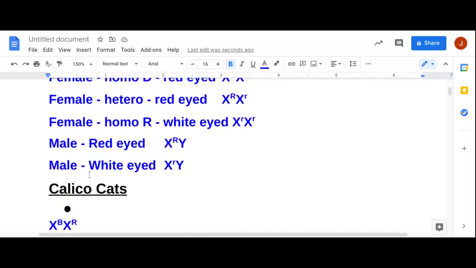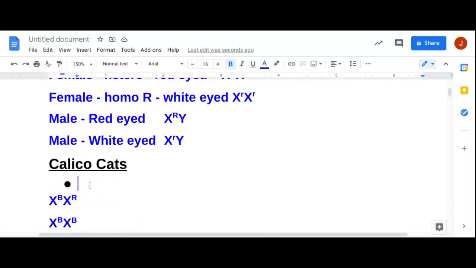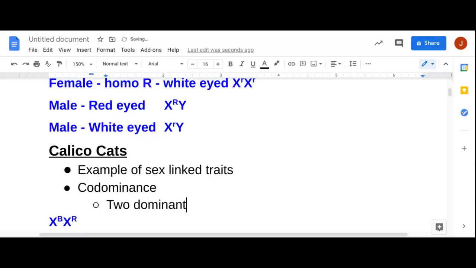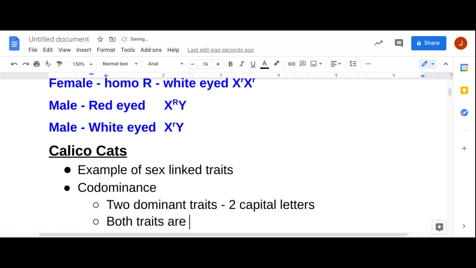Calico cats is my next example. Calico cats, this is another example of sex-linked traits. Calico cats have an inheritance pattern that we call codominance. Codominance is when you have 2 dominant traits. Since you have 2 traits, you're going to have 2 capital letters. And when you have codominance, both traits are expressed.